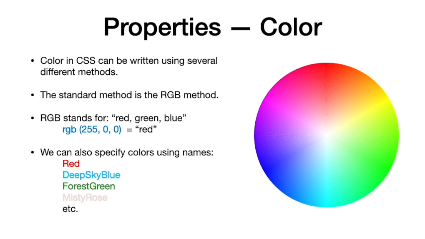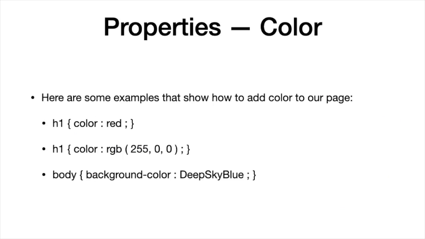Another way of specifying colors is by using color names. There's dozens of different names: red, deep sky blue, forest green, misty rose, and others. Here are some examples of how we can add color to our page. So the first two add red color to headings. The third one would make the background of our pages deep sky blue.